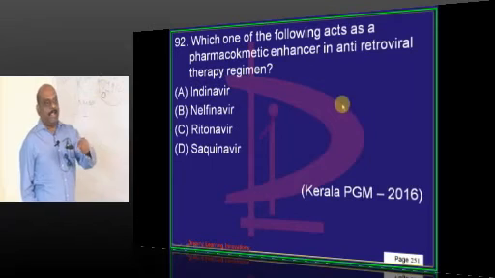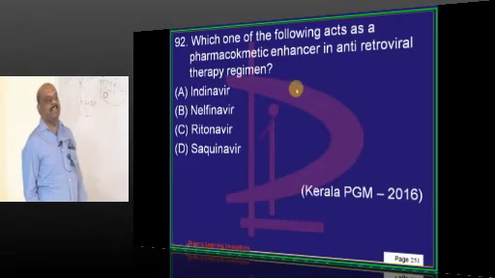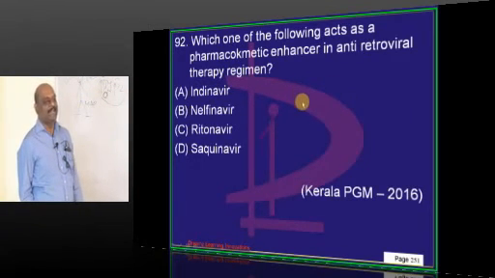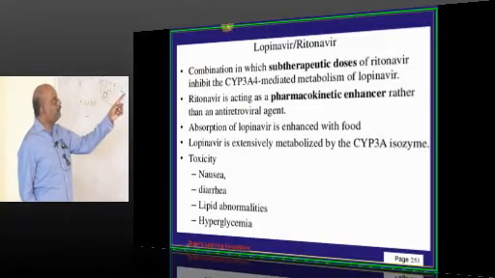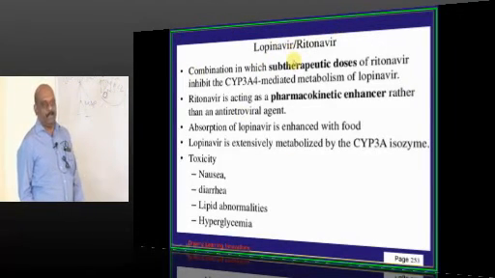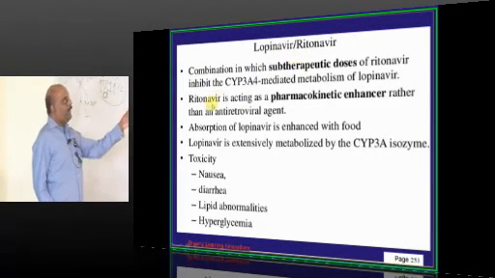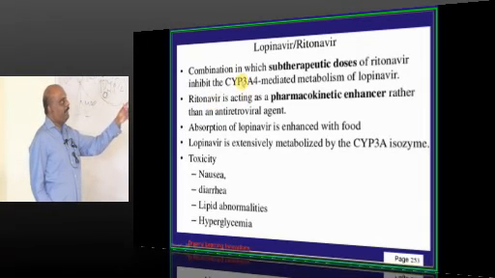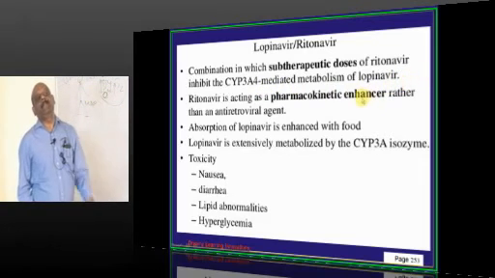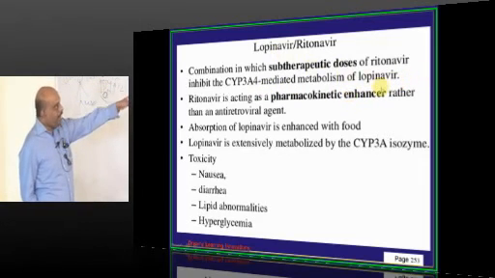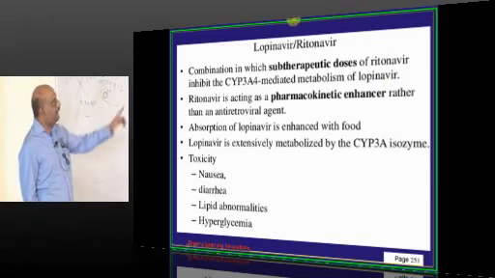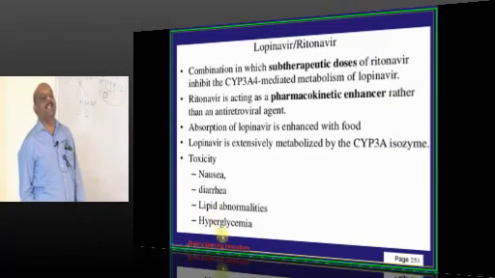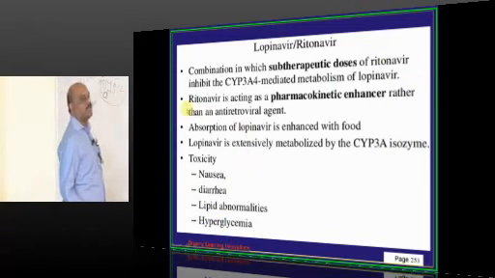Which acts like a pharmacokinetic enhancer in antiretroviral drug therapy? Common sense question. Those who study carefully can answer, ordinary people cannot. Ritonavir. You give a combination of lopinavir and ritonavir. Why? Ritonavir inhibits the CYP3A4-mediated metabolism of lopinavir. By inhibiting the metabolism, you are increasing the levels of lopinavir. Hence ritonavir's role is that of a pharmacokinetic enhancer, which is what you have to remember.